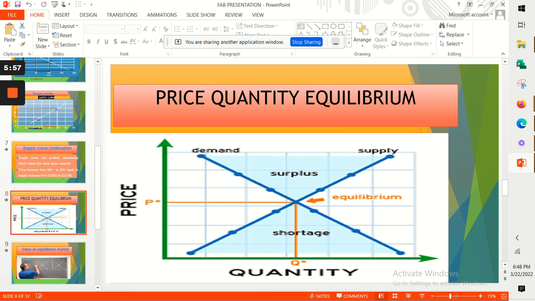This is where the intersection of demand and supply is. This is the demand curve, and this is the supply curve, and you can see that the demand curve is sloping, as we said, from left to right, and supply is sloping from right to left. In this case, you can see at price P and quantity Q, where the demand and the supply intersect each other, this is where we say there is equilibrium in the market, as we understood earlier.